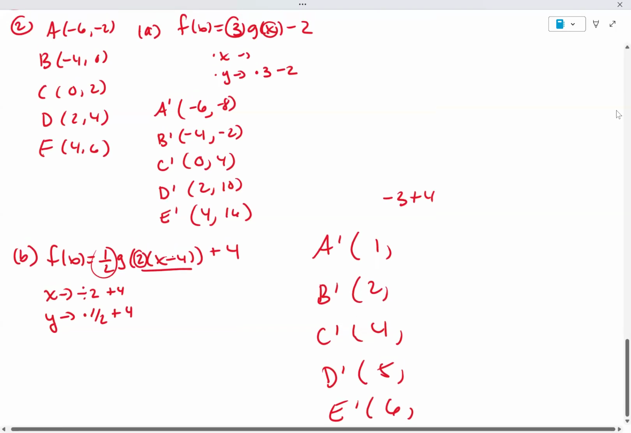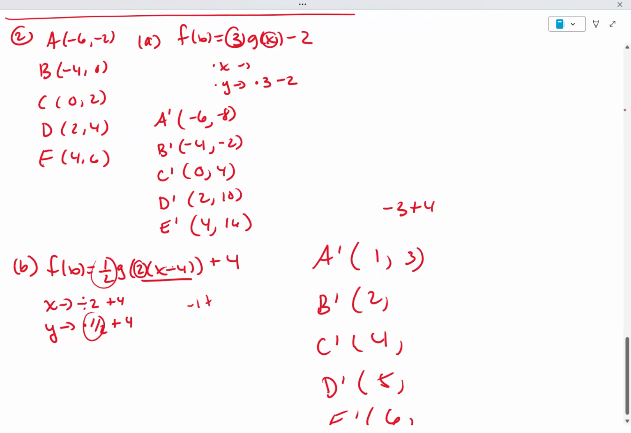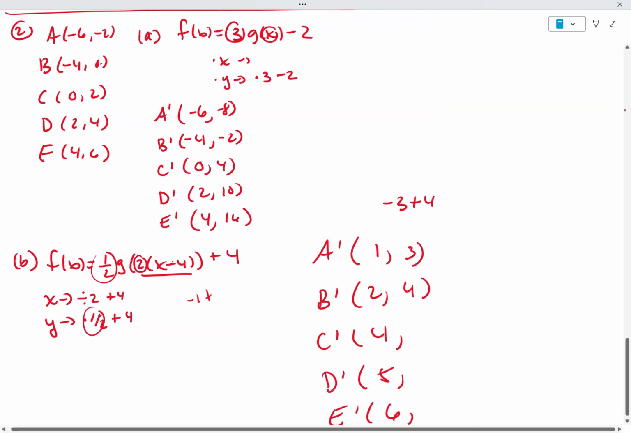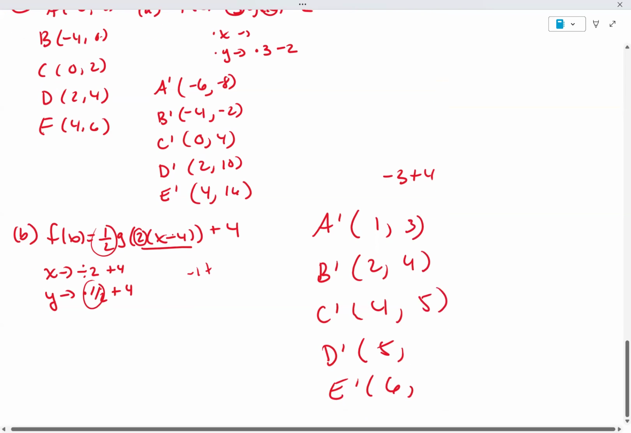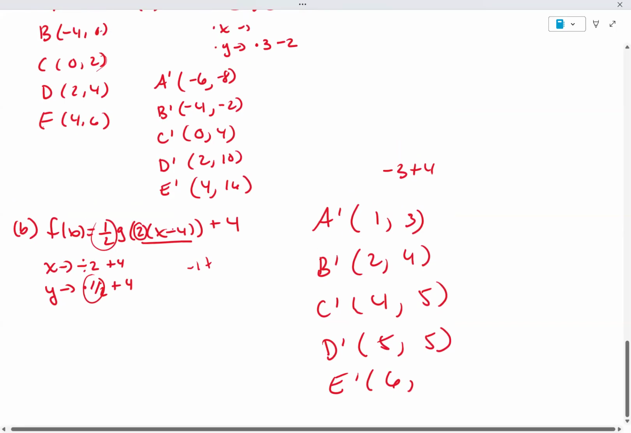The y's, I'm going to multiply by 1/2. So -2 times 1/2 is -1, plus 4 is 3. And for the second one, 0 times 1/2 is 0, plus 4 is 4. And then 2 times 1/2 is 1, plus 4 is 5. And then for this one, 2 times 1/2 is 1, plus 4 is 5. And for E, 6 times 1/2 is 3, plus 4 is 7.